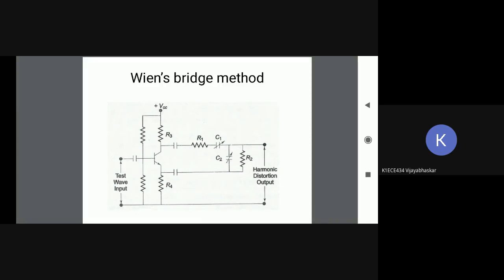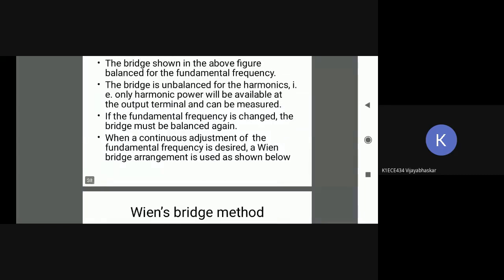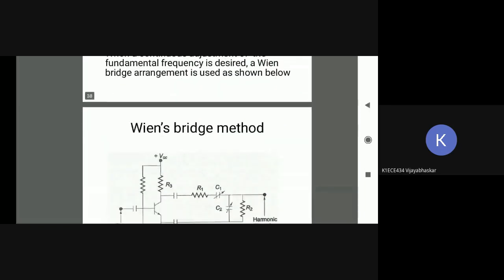But initially, we have to continuously change the fundamental frequencies. We have to balance the bridge. So in that condition only, we have to prefer the Wien bridge method. So at the output level, harmonic distortion output is there. So our goal is to achieve these three methods. We have to get the harmonic distorted signals.